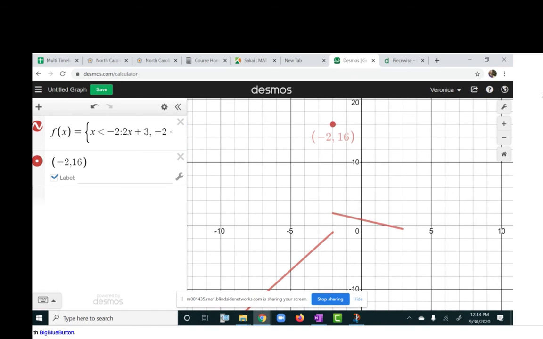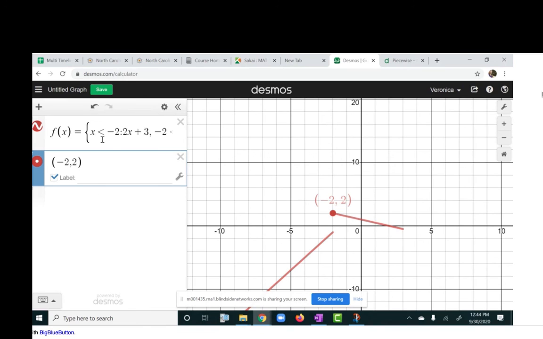So you can see I've got this bottom piece. That was the part that I had in blue on the previous screen. And then I've got this other piece, and then I've got this dot way above it. Okay. So if I wanted this function to be continuous, I'd have to make all those pieces join up together. So this point, -2, 16, what if I change that to -2, 2? See how now it's joined up with that previous piece?